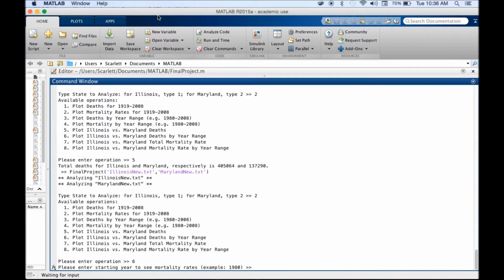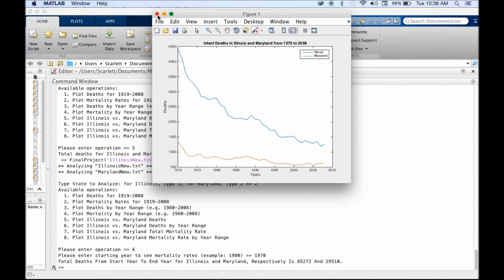And then for operation 6, which is the plot Illinois versus Maryland deaths by the year range, and we'll have to put in the input. So we'll try 1970. It'll give us the deaths from 1970 to 2008, and you can see above that it shows both Illinois and Maryland.